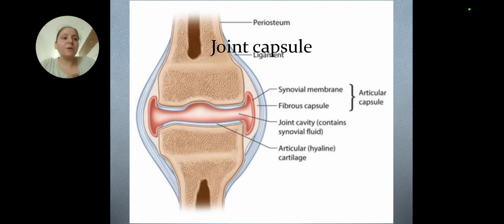Can you see over here also? It is synovial fibers and fibrous fibers. You can see the fibrous fibers and the synovial fibers. The synovial fibers contain synovial fluid.